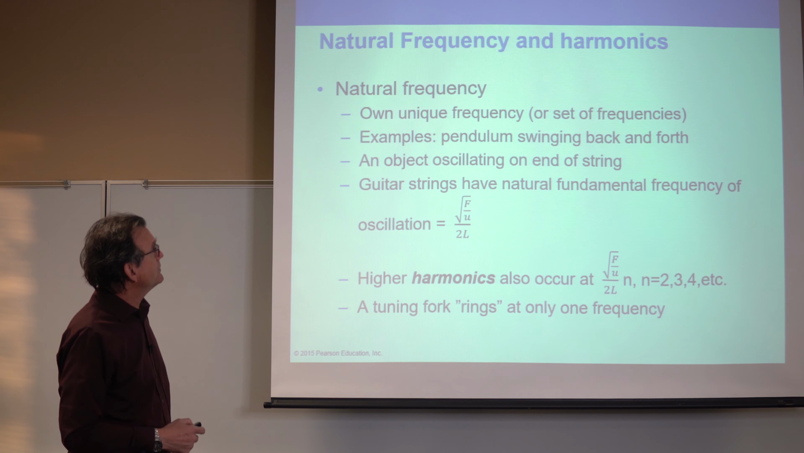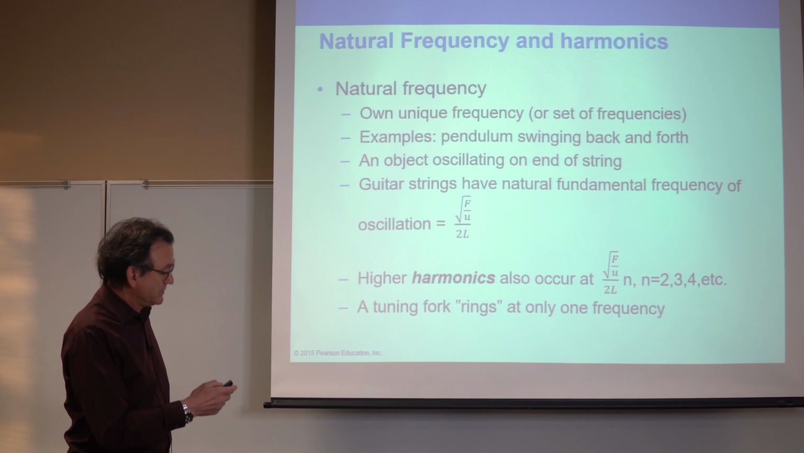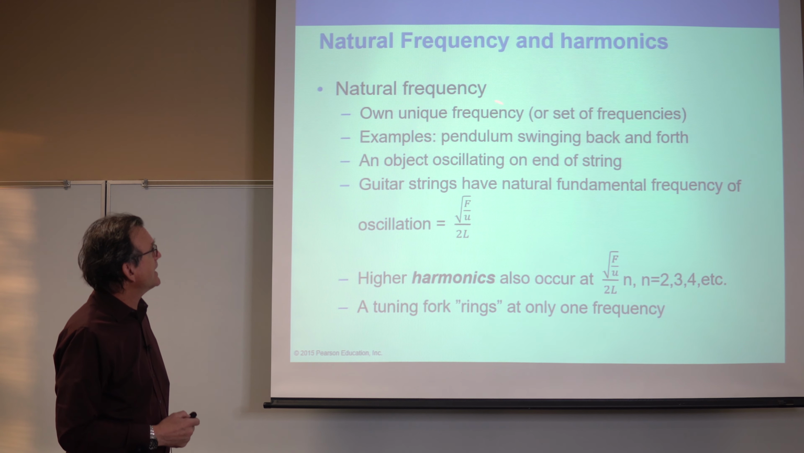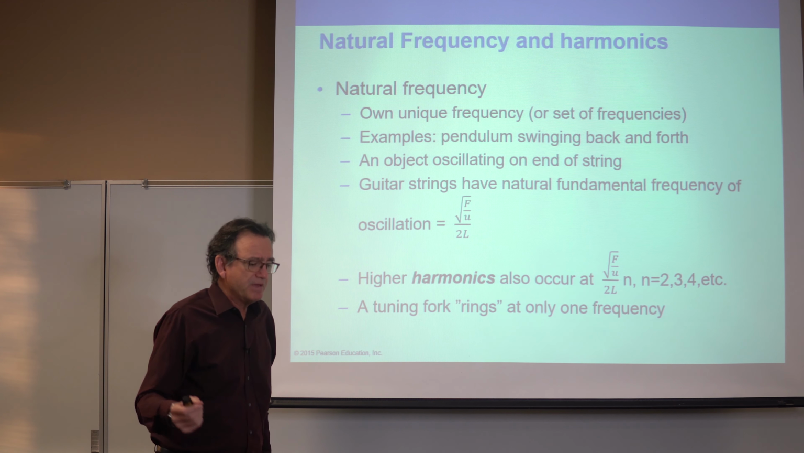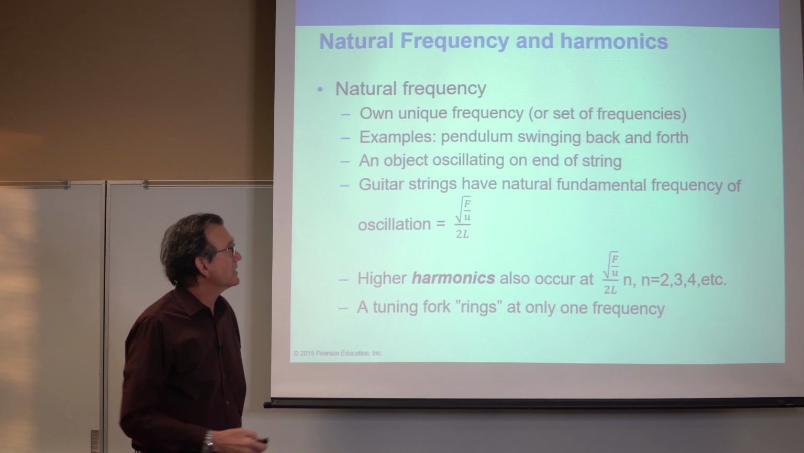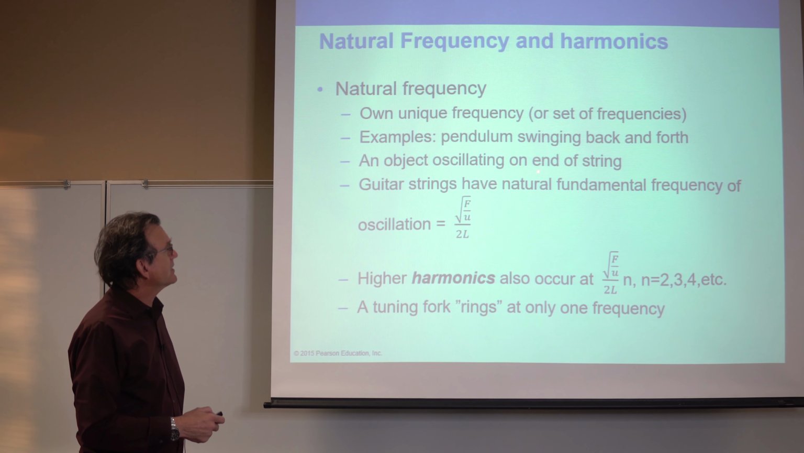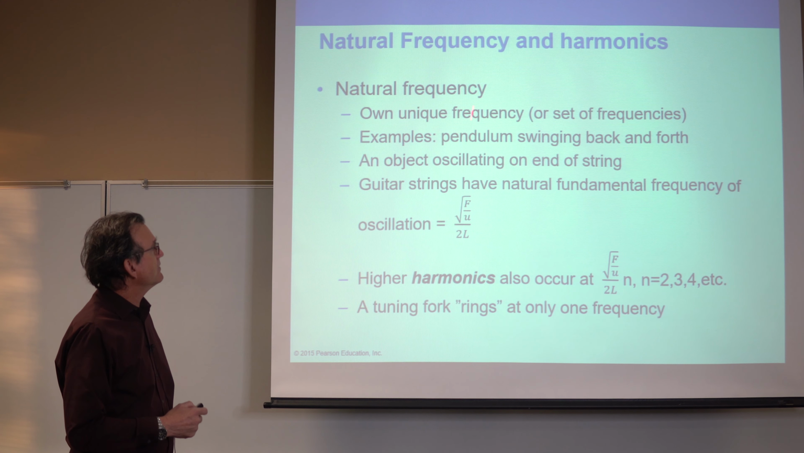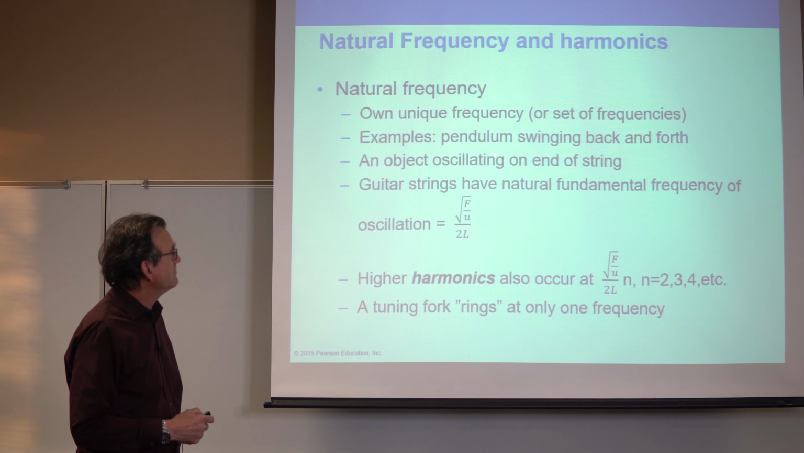Now, there's something which we talked about before, which was called the natural frequency of vibration. It usually consists of one unique frequency or set of frequencies. An example of natural vibration or frequency is a pendulum swinging back and forth. It does not matter how much you change the amplitude or the disturbance of a pendulum or an object oscillating on the end of a string, no matter how much you pull it down to start with, it will oscillate at the same frequency.